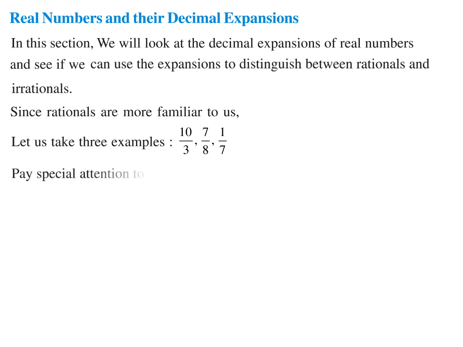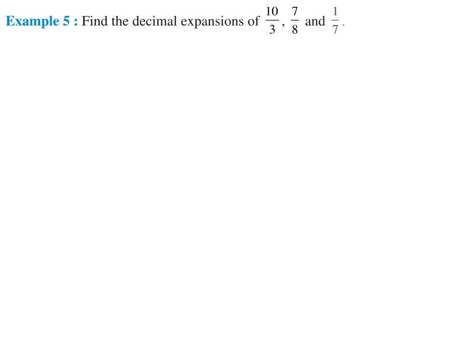Pay special attention to the remainders and see if you can find any pattern. In this division you have to check the pattern of the remainders. Then you can see how we can distinguish between the rationals and irrationals. So let's start the first example. My first example is example number 5. Find the decimal expansion of 10 by 3, 7 by 8 and 1 by 7.